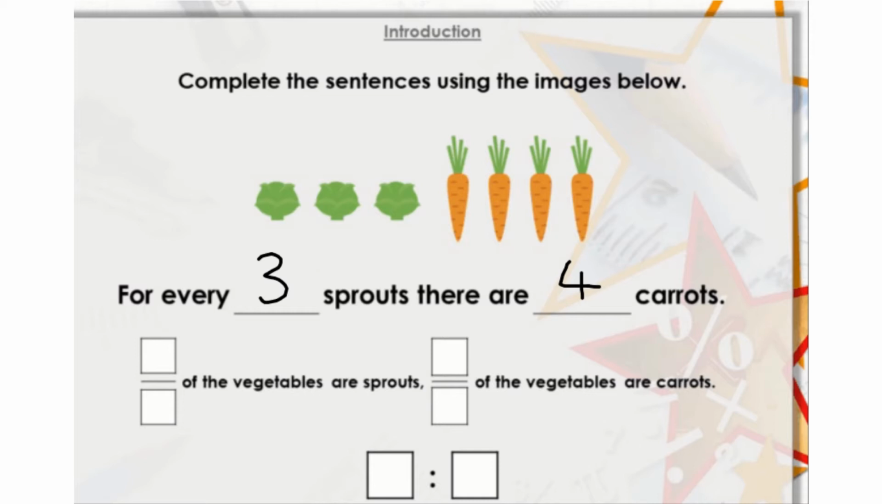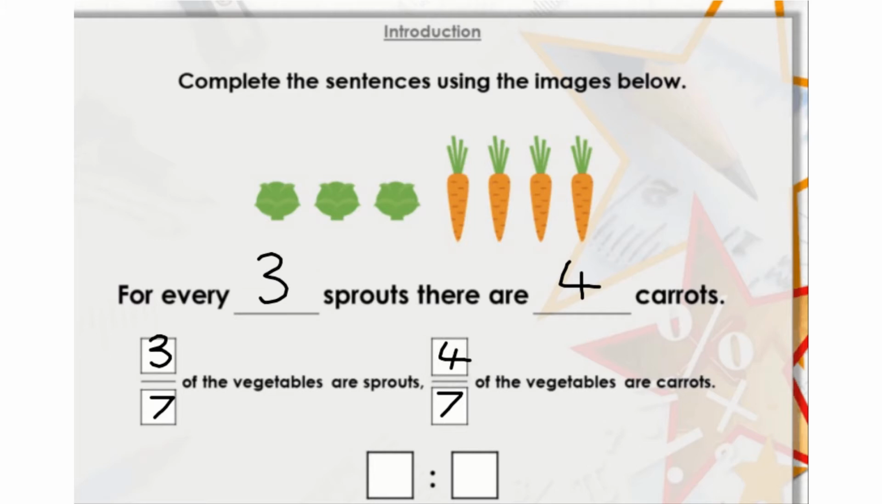In total, there are 7 vegetables. So if we were thinking about a fraction, the denominator would be 7, because there are 7 in total. So we fill in our sevenths. And what fraction of the vegetables are sprouts? 3/7 of the vegetables are sprouts, and 4/7 of the vegetables are carrots.